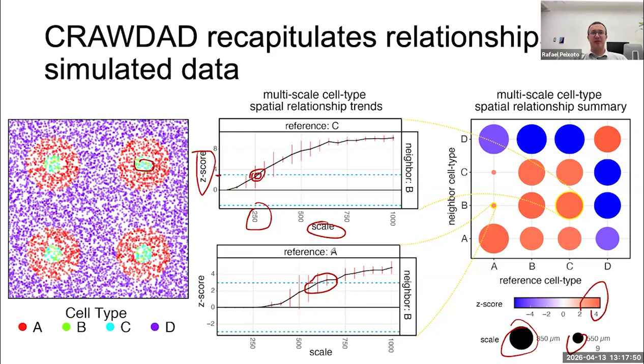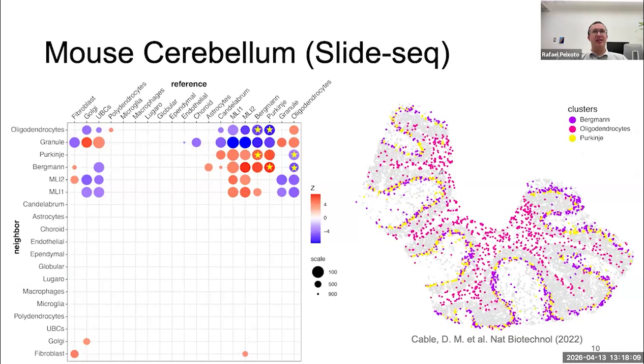And these other relationships that we have for A and B happen at a greater scale, but still a positive z-score. So you see a smaller red dot here. And now that I've explained how CRAWDAD works, I'd like to present some results in real data, not simulated data. And here we're looking at the mouse cerebellum assayed by Slide-seq.